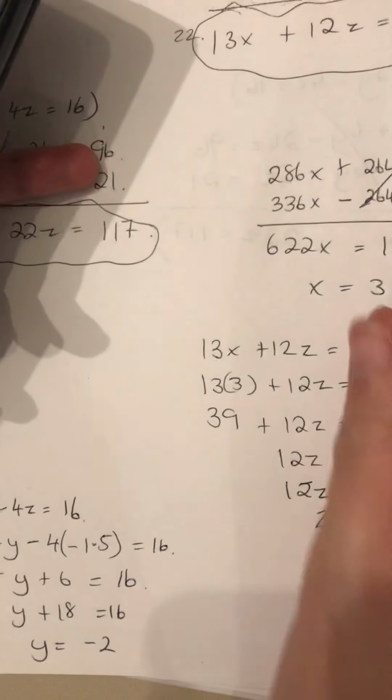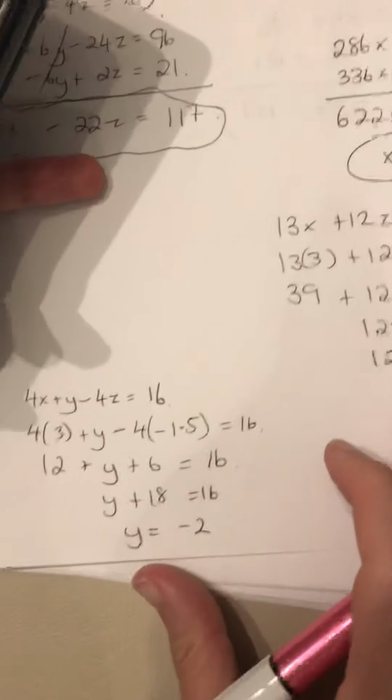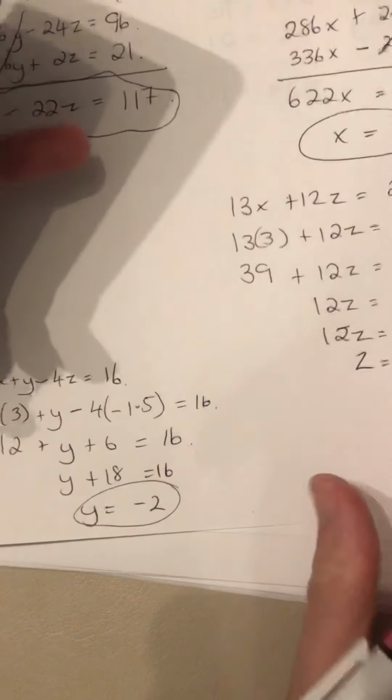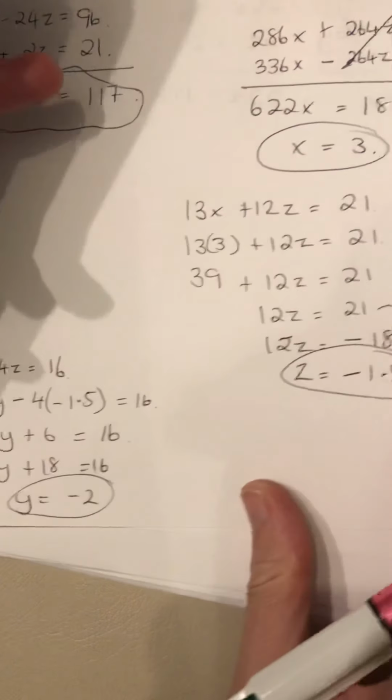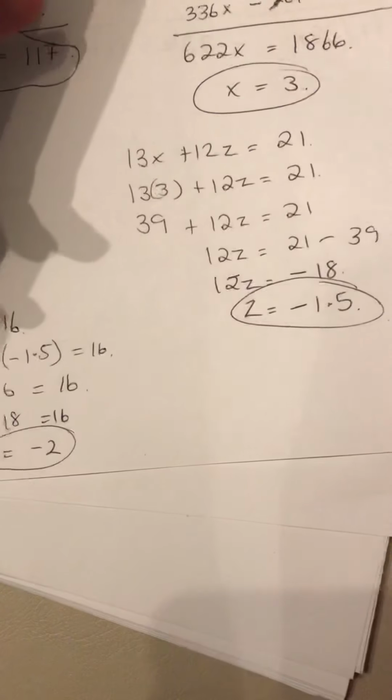So there's my three answers. x is 3, y is minus 2, and z is minus 1.5. So unless I've made an error there, they should be your three solutions.